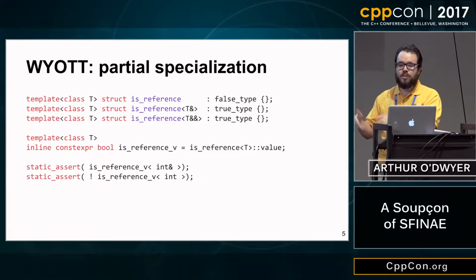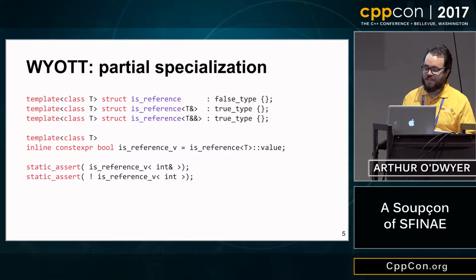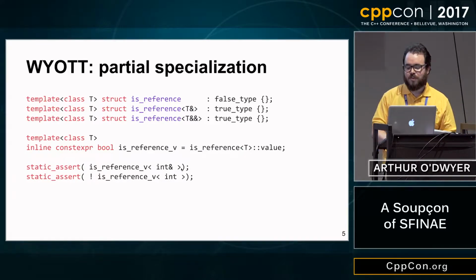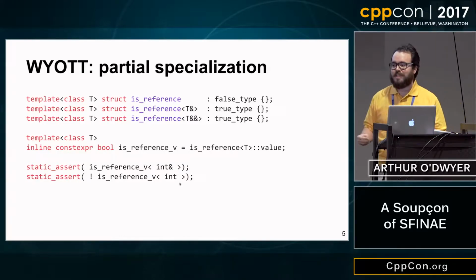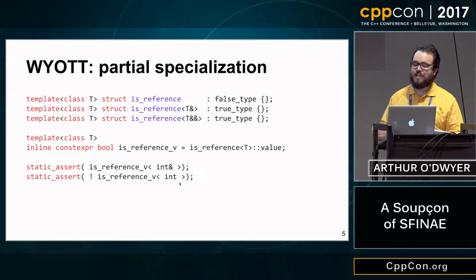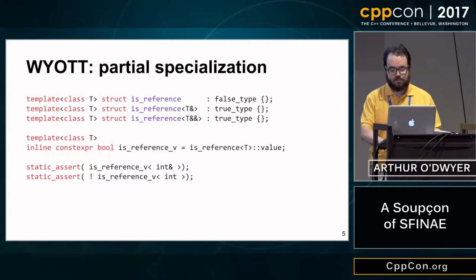And if there were no match that made sense, we would just fall back to the base template. In this case, we don't fall back to the base template. The partial specialization for T& looks great, so this is true. In this case, int doesn't look like T& and int doesn't look like T&&, so we fall back to the base template and we get false_type.